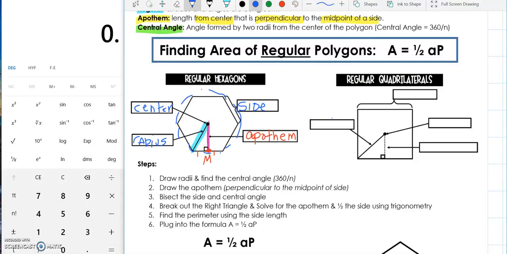I would go ahead and pause and try out the regular quadrilateral. Make sure you can identify the side, the apothem, the radius, and the center. Hopefully you did pause and you tried it out, and now I'm going to give you the answers.